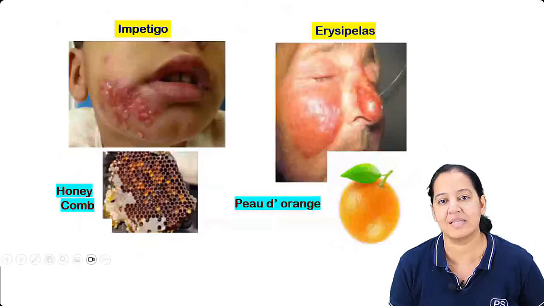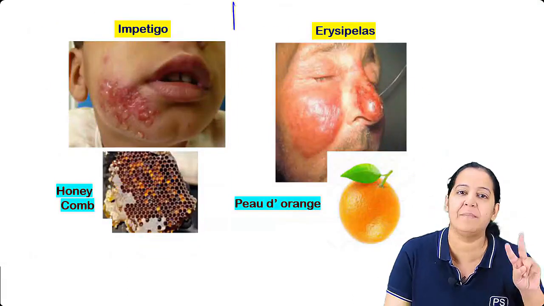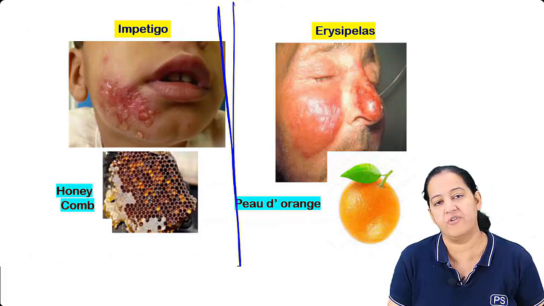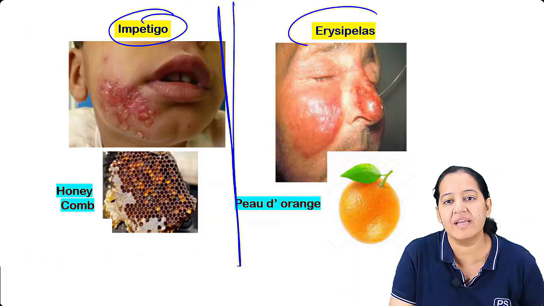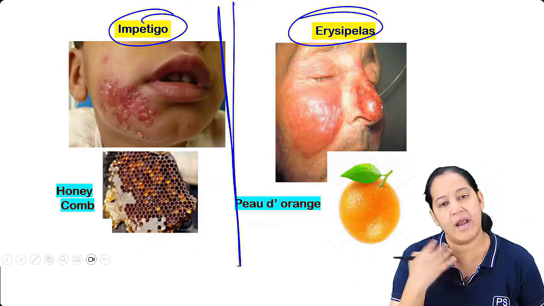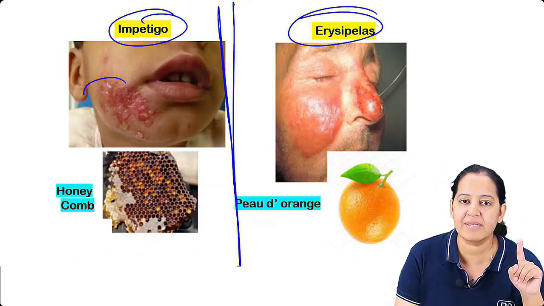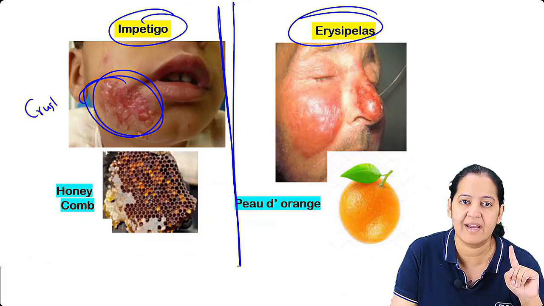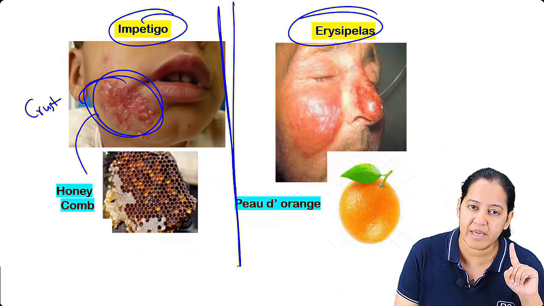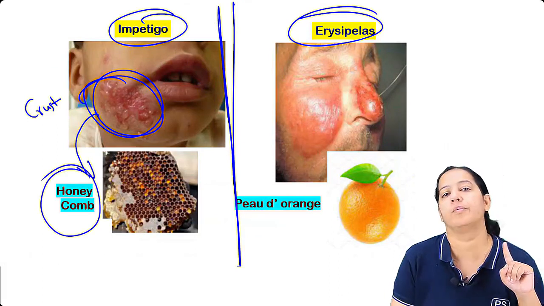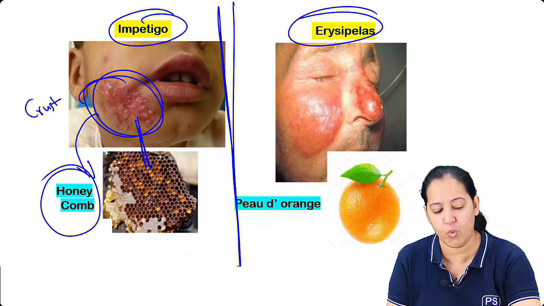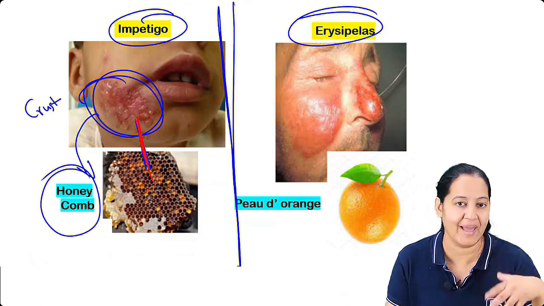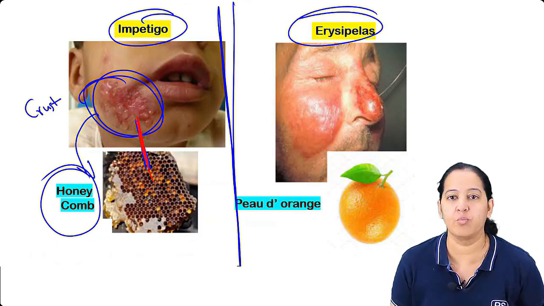The next is the skin infection. In skin infection there are many, but 2 are ultra important: impetigo and erysipelas. In impetigo, a crust-like lesion is formed. है ना? ऐसा लग रहा है मधुमक्खी का छत्ता. It looks like a honeycomb in appearance. In external appearance, it is looking like honeycomb, a crust-like appearance.